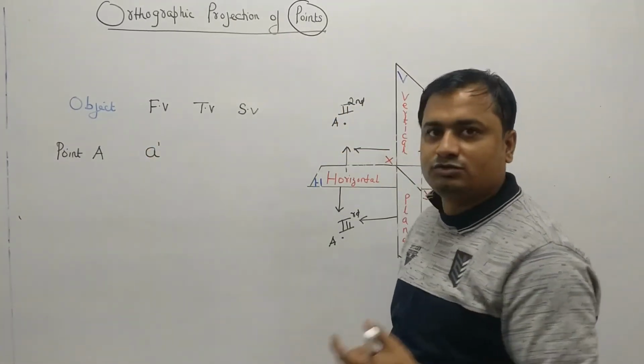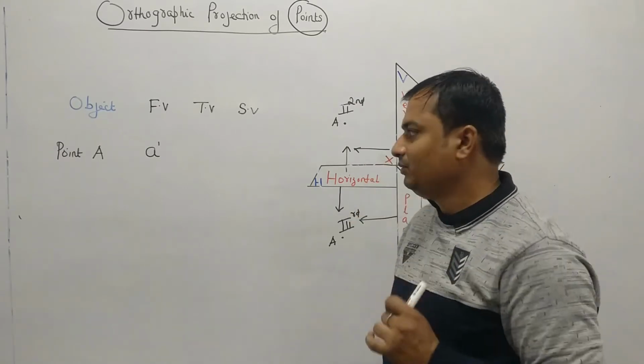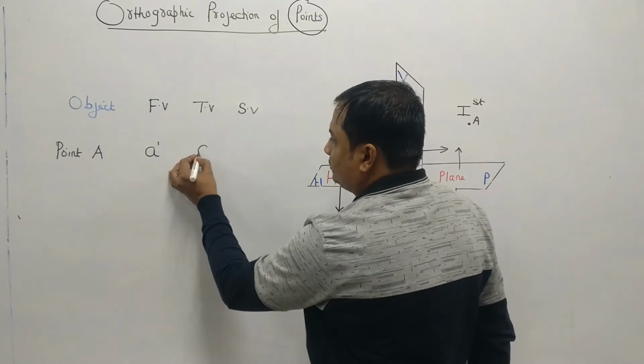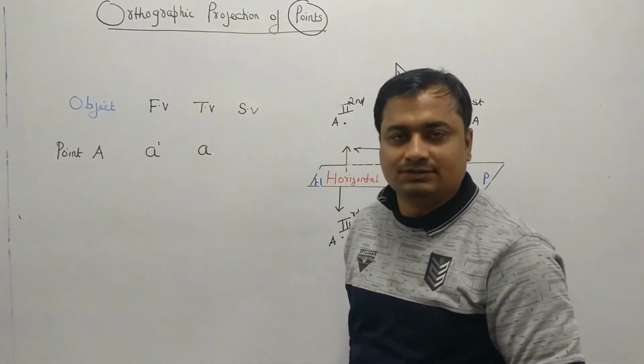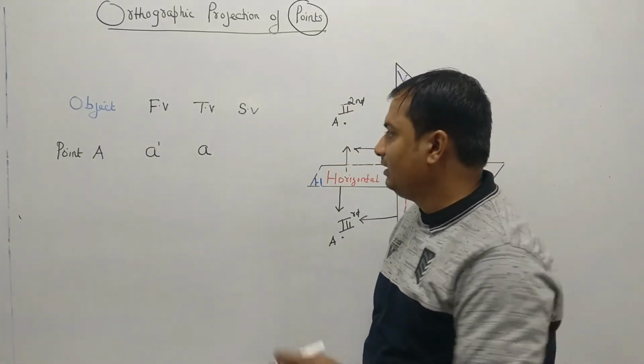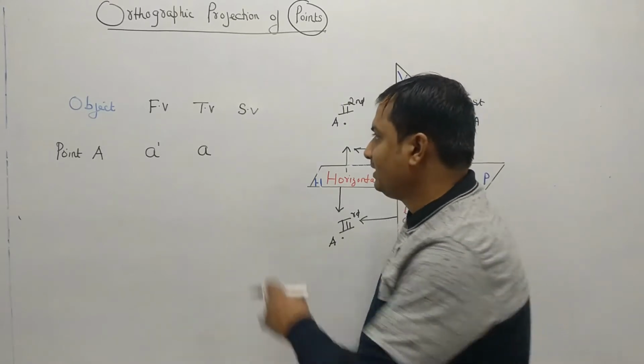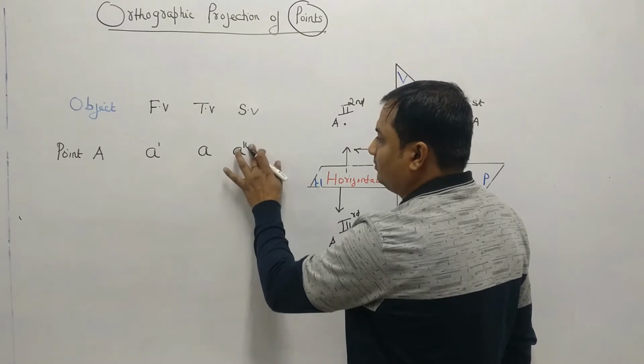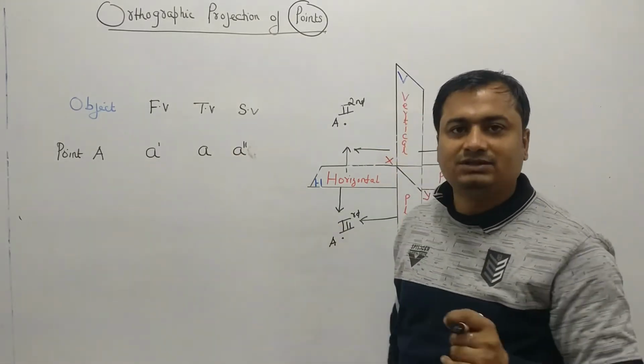That means you have to use small letters with a dash to represent the front view. Top view will be represented by small a without a dash. Small a will be the top view of that point. Its side view will be represented by a double dash because it's a point. So a double dash will be its side view.